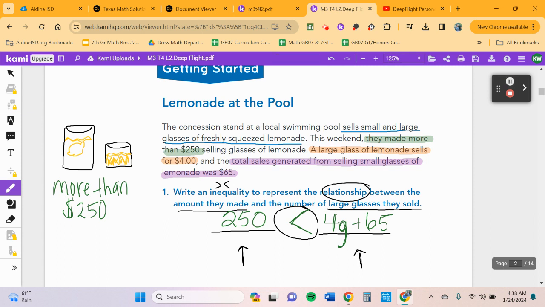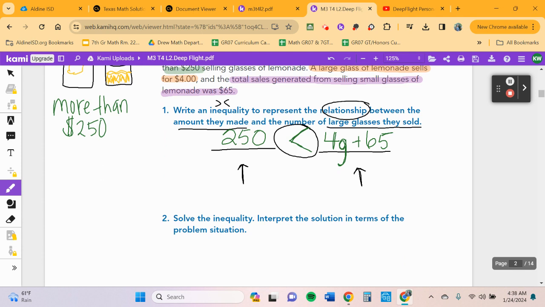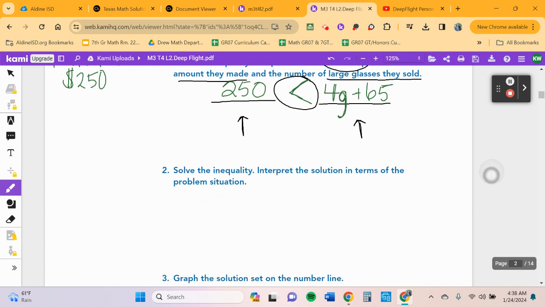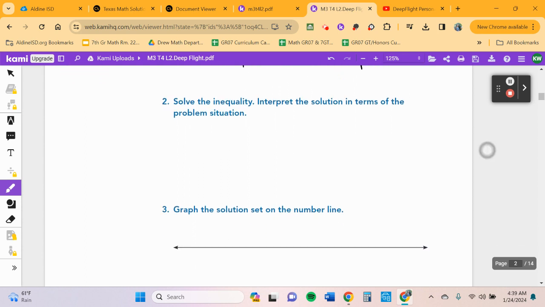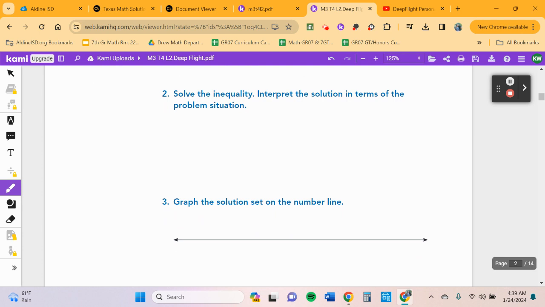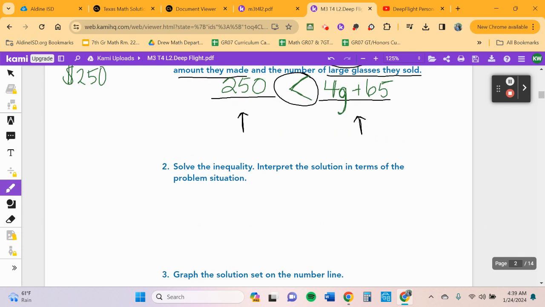Now that we've understood what's going on in this problem and also set up an inequality to represent it, let's move on to question 2. To solve this inequality, interpret what that means, and then graph it on a number line. But before we go over it together, I want you to try on your own or with a partner. Set a timer for about another 2 to 3 minutes to solve this inequality. You're solving for G, and then you're going to graph on the number line. Pause here.